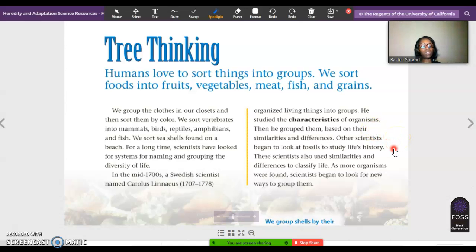Other scientists began to look at fossils to study life's history. The scientists also used similarities and differences to classify life. As more organisms were found, scientists began to look for new ways to group them.